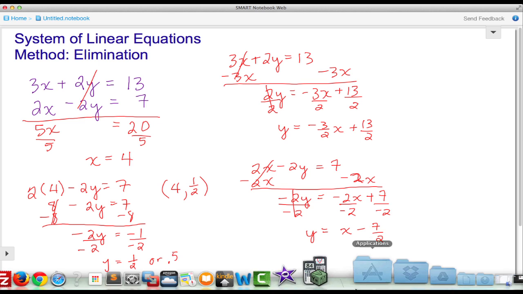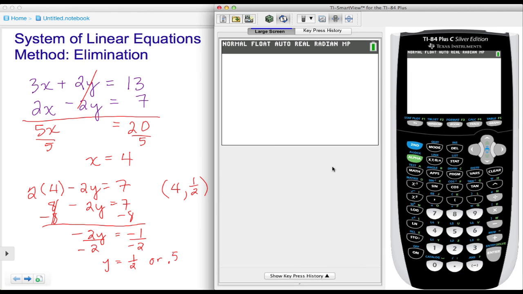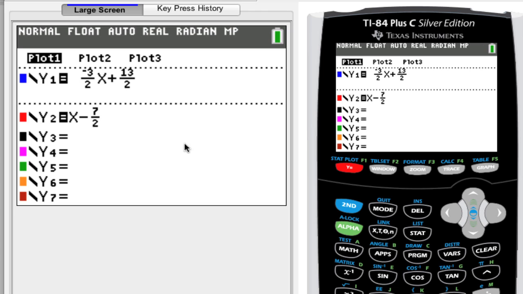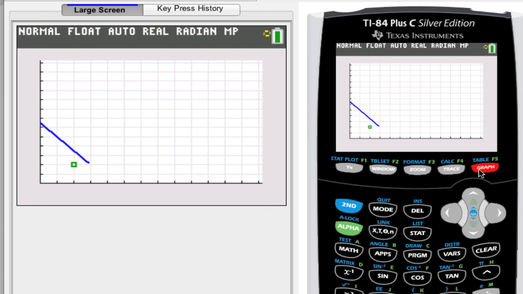Now let's go ahead and call up the calculator. With the calculator, I'm going to press the y equals button. And notice that I've already placed both of the equations in on the calculator already. Speed the video up a little bit. And then let's click on the graph button so we can graph this system of equations.